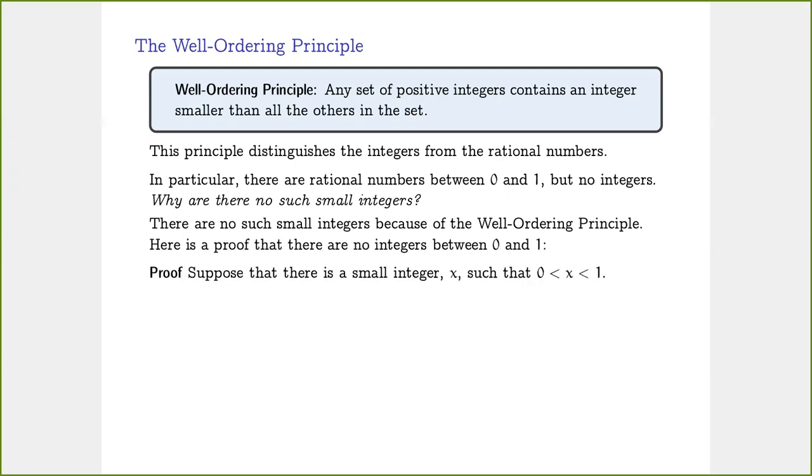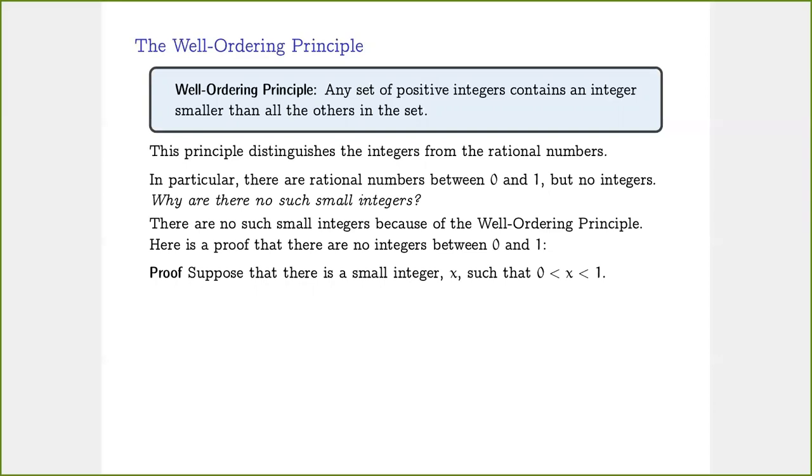Here's a proof that there are no integers between 0 and 1. This proof is similar to the proof used to prove the principle of induction, but it's a little bit simpler. Suppose that there's a small integer x. We're doing this to get a proof by contradiction, in which we're going to argue to a contradiction and claim that this supposition is false, thus proving the theorem that there are no such small integers.